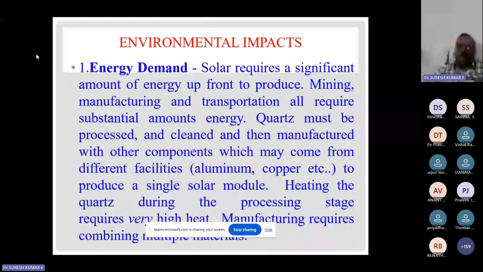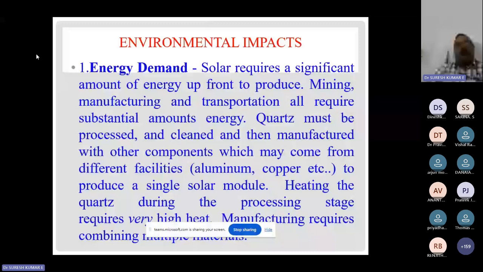So heating the quartz: again, for processing we need to heat the quartz. During the processing stage it requires very high heat. This is also energy, heat energy. So actually we are using energy to get all this. So from that device we need more energy to be produced. Otherwise it's a negative one.